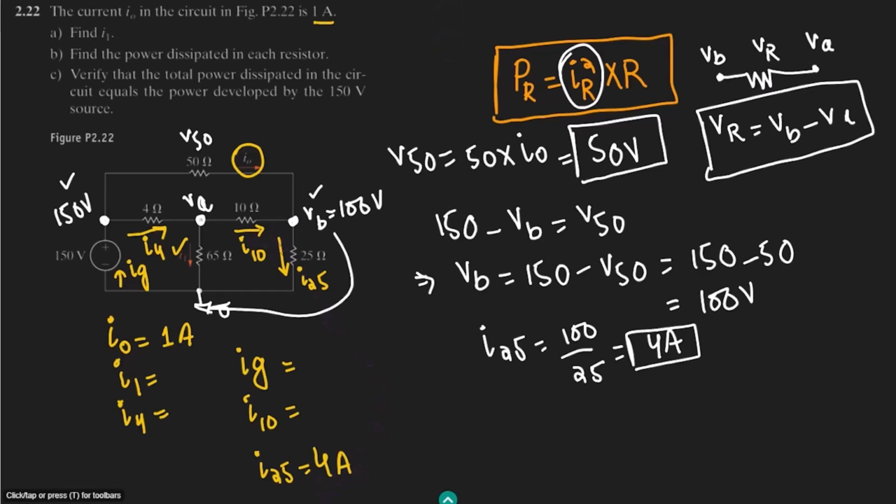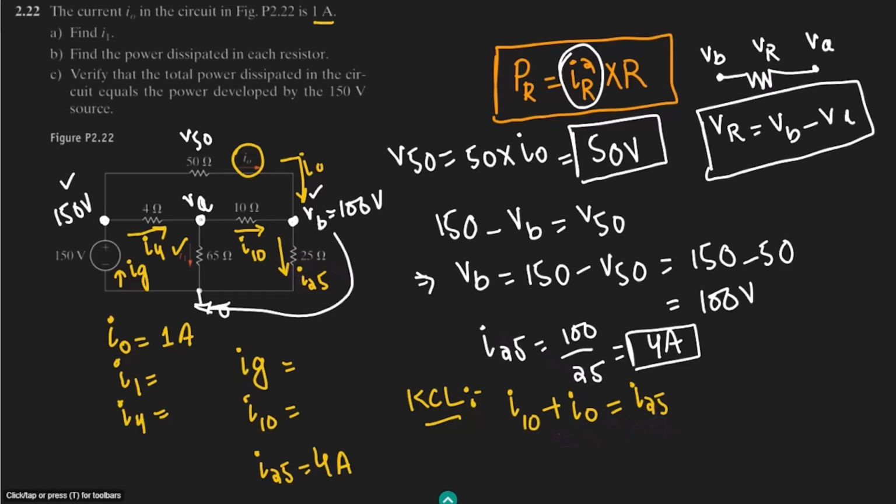Now here we can see that this is the current which is coming towards this node, and this is also a current which is coming toward this node as well. So applying KCL here at VB, we can clearly see that I10 plus I0 is equal to I25, that is, the currents coming towards the node are equal to the currents coming away from the node.